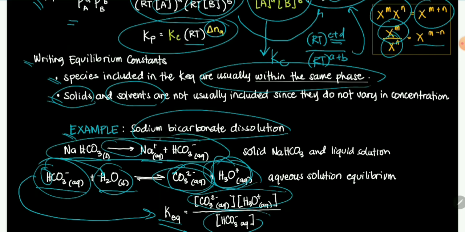Here, we do not need to determine the Keq, because whatever amount of solid sodium bicarbonate is dissolved in water will be the same amount of Na+ and HCO3- in the solution, since it is very soluble. So, no need to determine the equilibrium constant here.